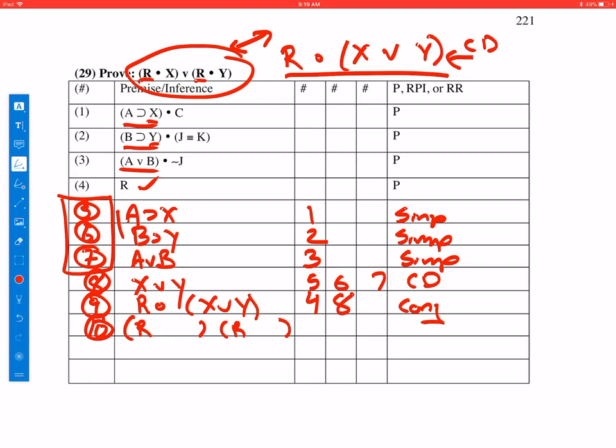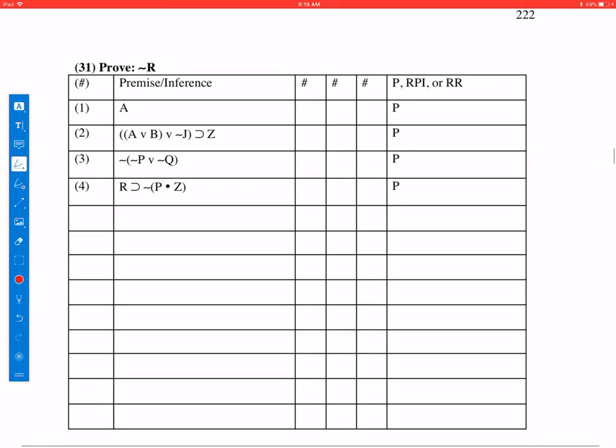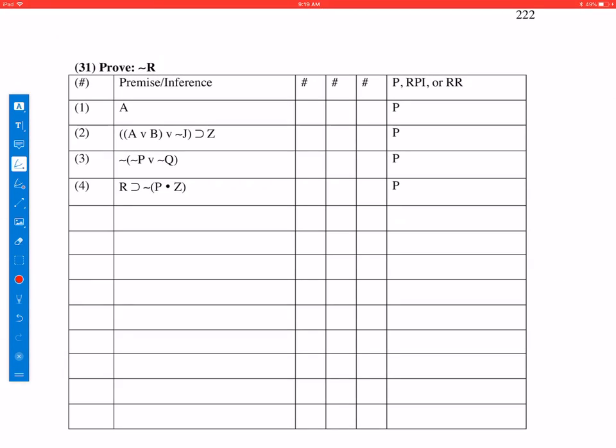And this, the R can be distributed to the X, to the Y. Main operator becomes a minor. Minor becomes the major. That's 9 by distribution, and we're done. Okay, I think we have time for one more.